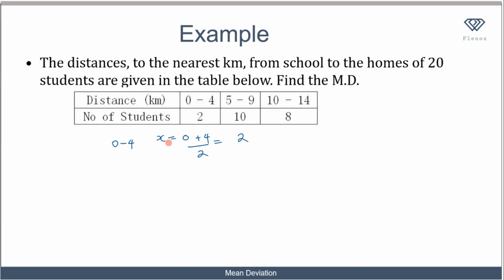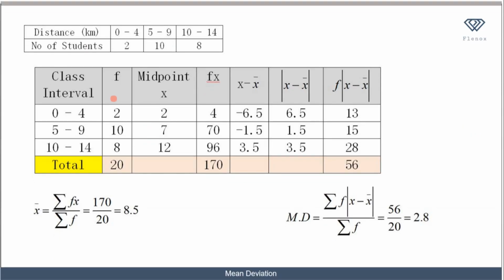For the second one, it becomes 5 plus 9 divided by 2, and that gives us 14 over 2, which is 7. And for the last one, it becomes 10 plus 14 divided by 2, and that gives us 24 over 2, which is 12. So let's take a look at the table. Here we have the class intervals. The frequencies are 2, 10, and 8, and the midpoints, where we add the limits and divide by 2, are 2, 7, and 12.